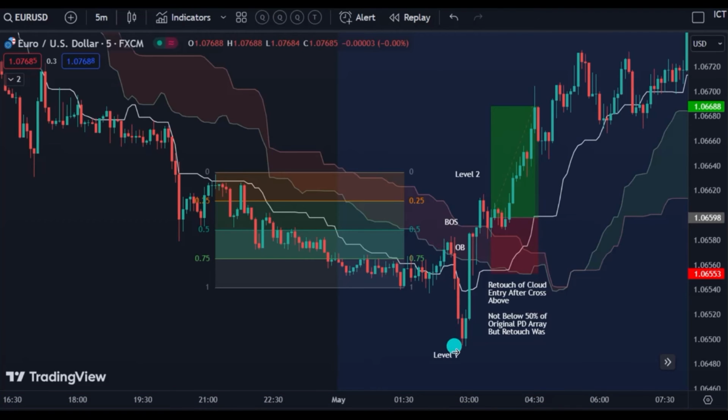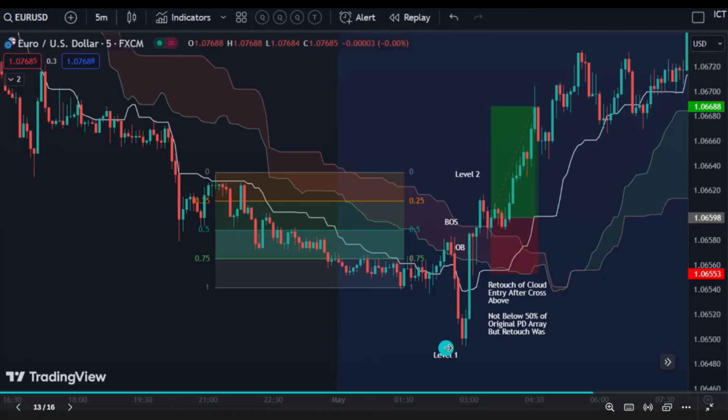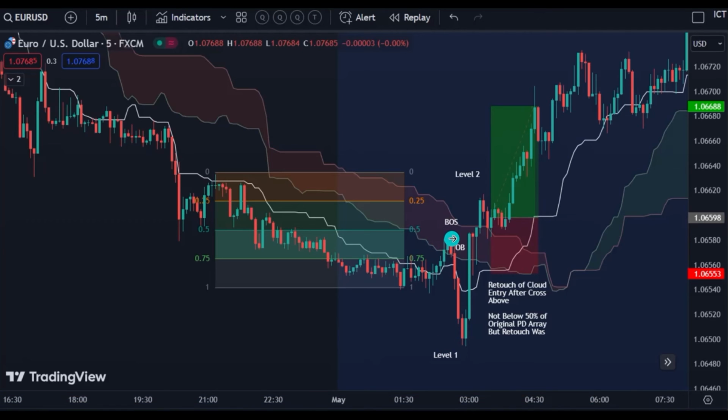It's just one row of candles creating a level 1. Price retraces, creates a break of structure, and another level 1. This is level 2, and then retraces back right into this order block created here. This could also be called a propulsion block. This could also be called a breaker that occurs right inside of the cloud.